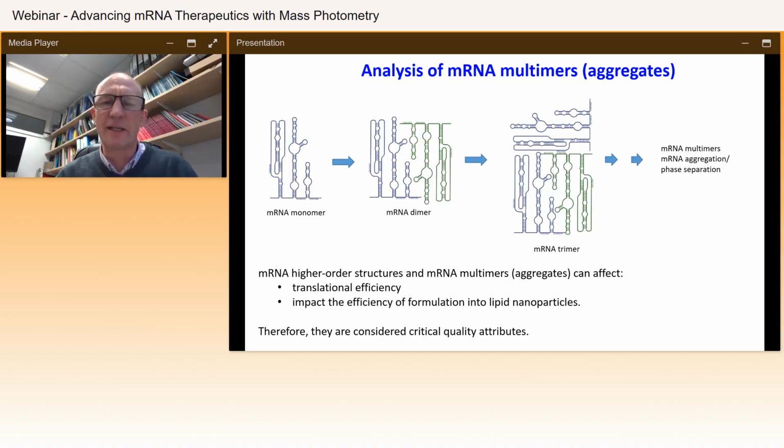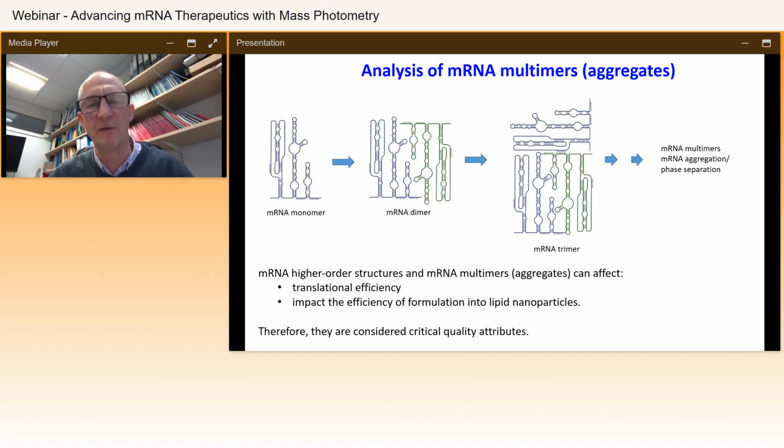So I've just got a schematic illustration showing what we mean by mRNA multimerization. mRNA is a very large linear molecule. As we said before, it can fold up into a variety of different secondary structures, which is depicted here on the left-hand side. So this is just a single mRNA sequence, shown here as a static secondary structure. Just one of these units is what we call the mRNA molecule.